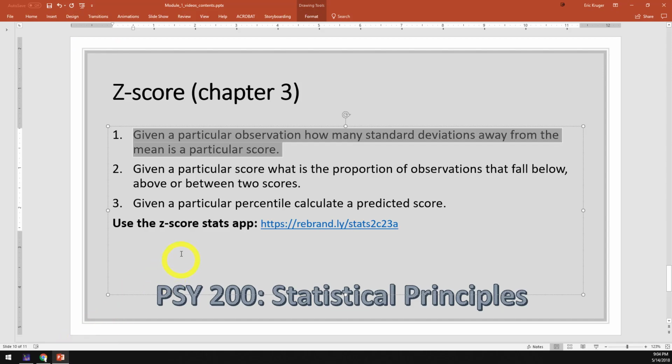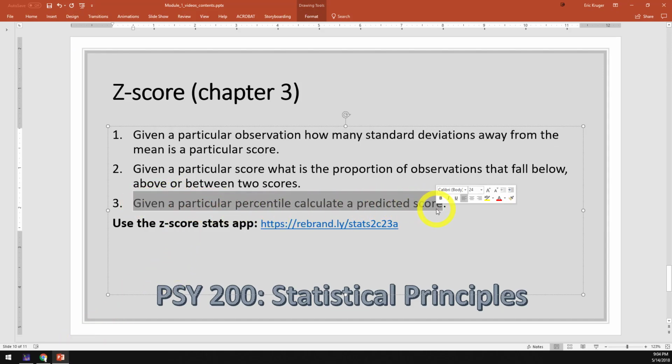So finally, the last demonstration I want to do in this video is, given a particular percentile, calculate a predicted score. And that predicted score is not a z-score, but a predicted score on the actual scale of measurement that you're using. So if that's conscientiousness or extroversion, it's on that scale.